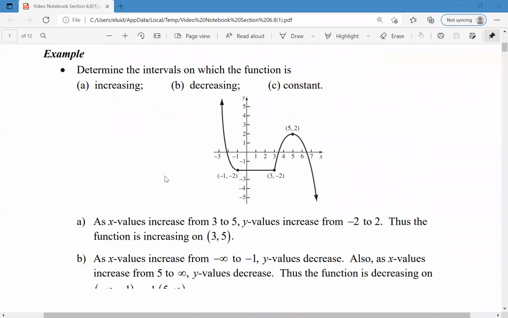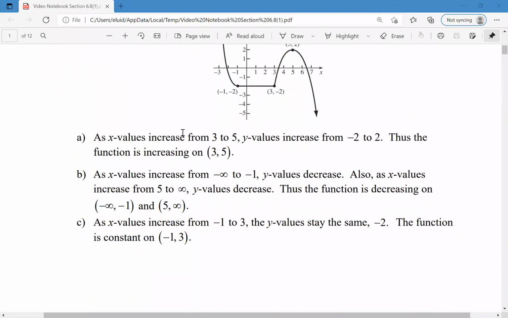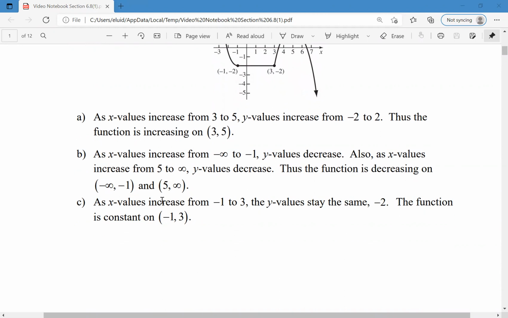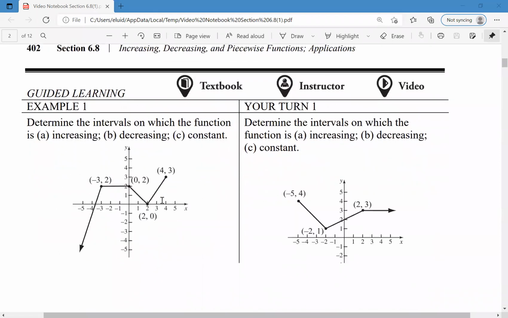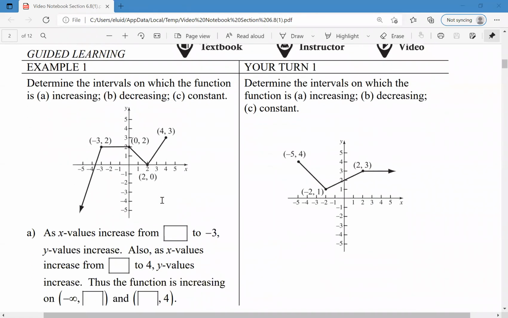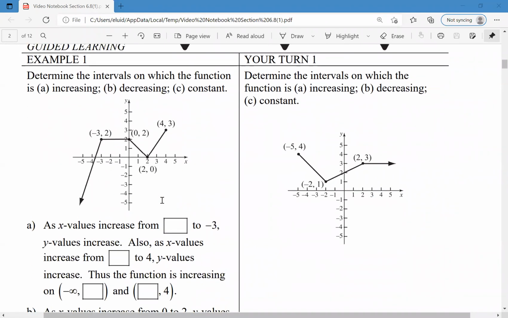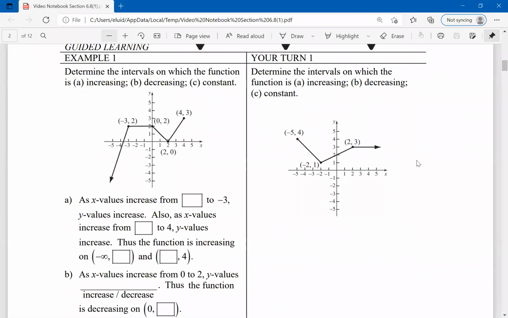Okay, the example we just did is written out in this A, B, and C. I put in my own words with you already why we picked the pieces that we did. So I'll just continue scrolling. Okay, and then we have another couple of examples. Let's look at example 1 here. Determine the intervals on which the function is A, increasing, B, decreasing, and C, constant.